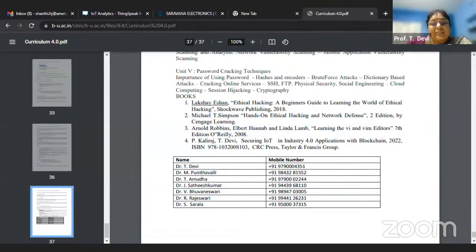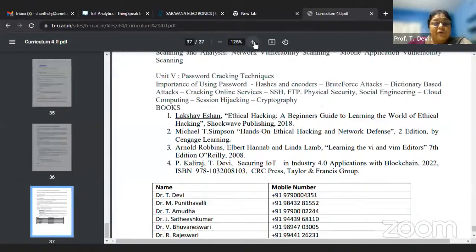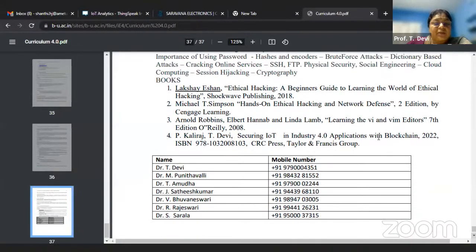Dr. Punita Valli has given the curriculum for cyber security. Dr. Amuda is an expert in IoT and artificial intelligence. Dr. J. Satish Kumar is an expert in image processing, AI and IoT. Dr. Bhuvaneshwari is a great expert in big data and data analytics. Dr. R. Rajeshwari is an expert in deep learning and IoT. Dr. Sarala is an expert in software automation, like software testing and so on. This is the team from the Department of Computer Applications at Bharatiya University.